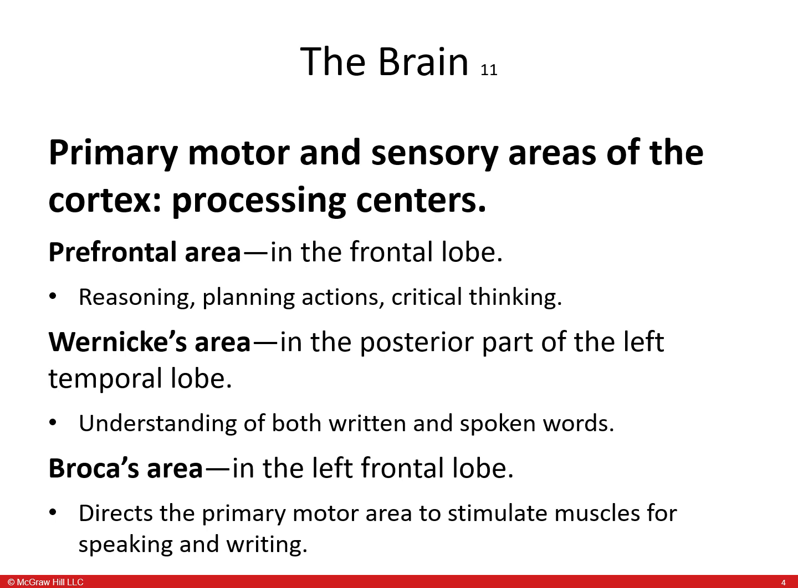The Wernicke's area, it's in the posterior part of the left temporal lobe. It's important for understanding of both written and spoken words. And then the Broca's area, that's located in the left frontal lobe, directs the primary motor area to stimulate muscles for speaking and writing.